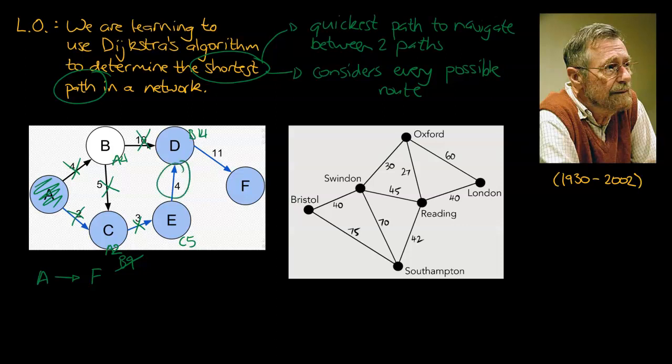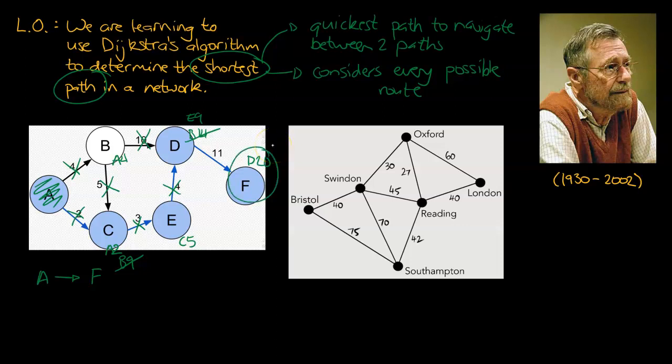And then let's consider the 4 here. To get this way to D, it took me 5 units to get here already. I've got an extra 4, which gets me to 9. So this one here is actually going to be E9. That's much quicker than the current B14. So let's cross out B14, and now I can get rid of that. And the only way to get to F is via D, which is going to be plus 11, so D20.